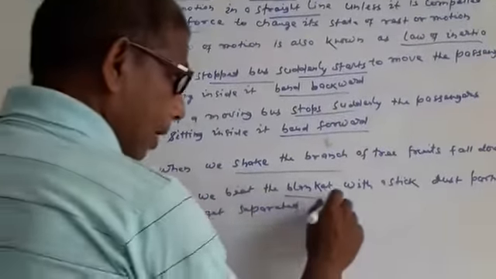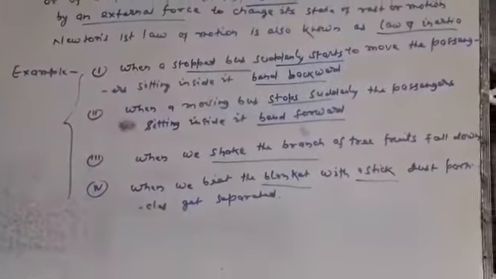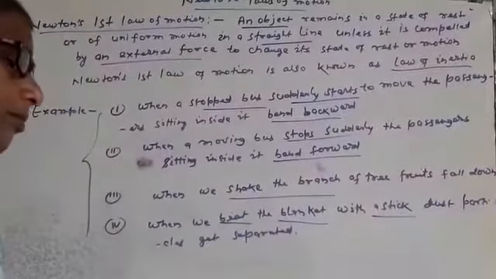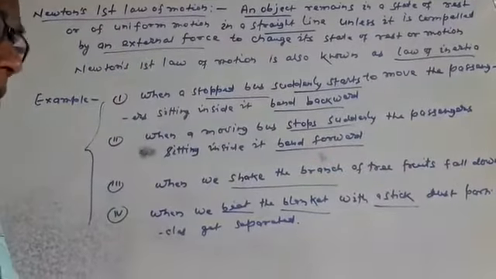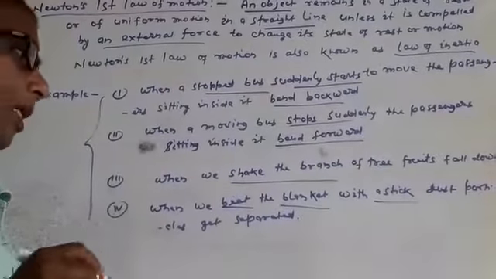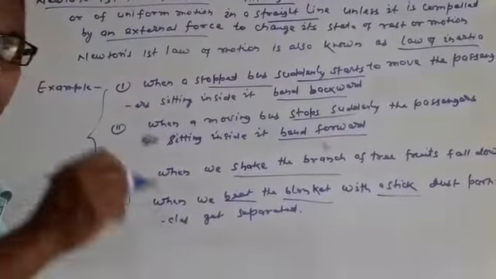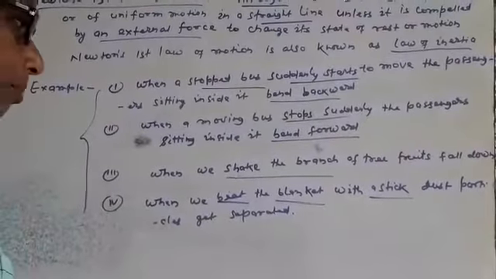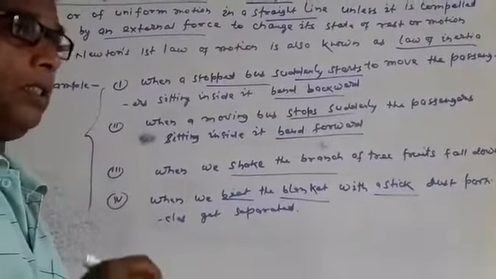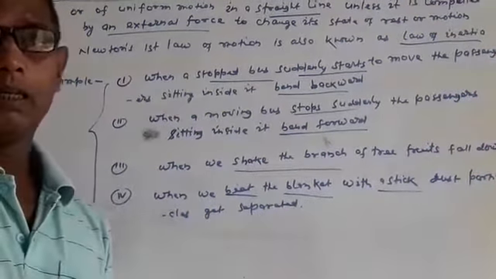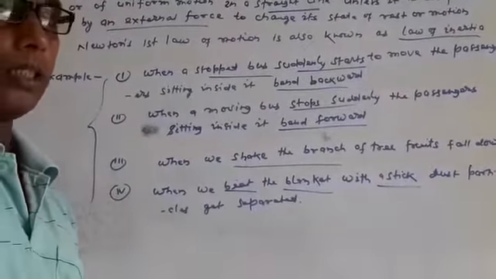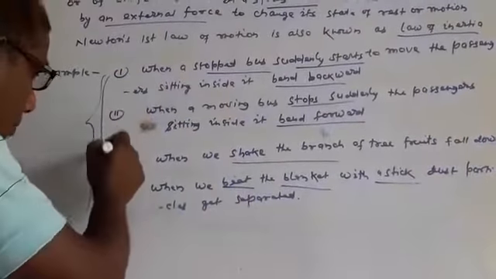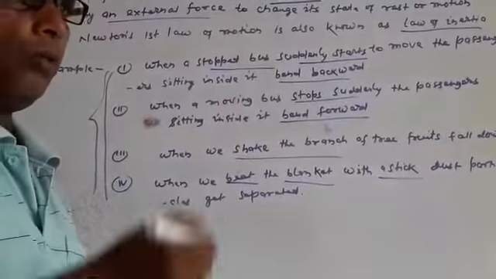When we beat a blanket with a stick, dust particles get separated. Same answer. Before beating the blanket, dust particles and blanket are in the inertia of rest. But when we start to beat it, the blanket comes in the inertia of motion, but dust particles want to remain in the inertia of rest. That's why they get detached from the blanket. All 4 examples are from our day-to-day life.